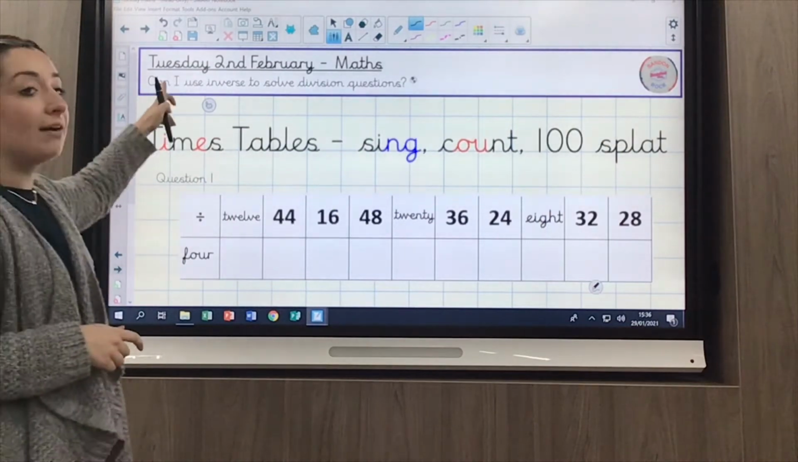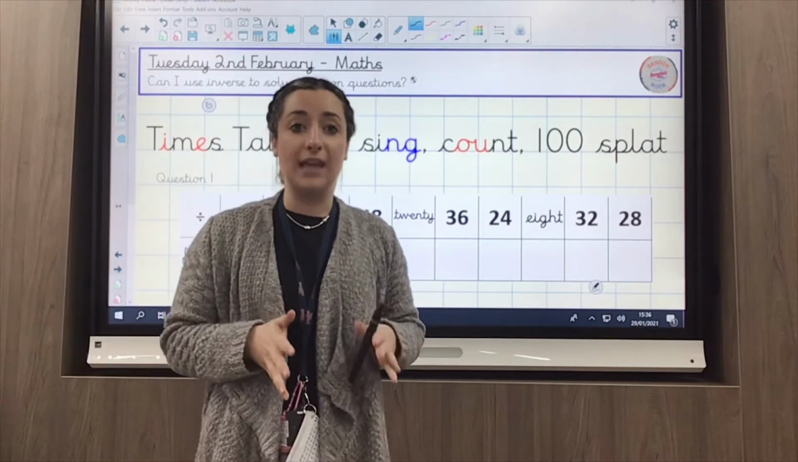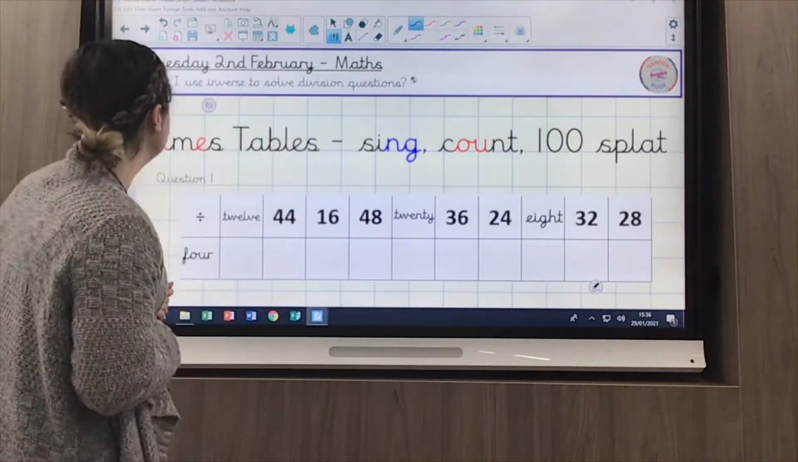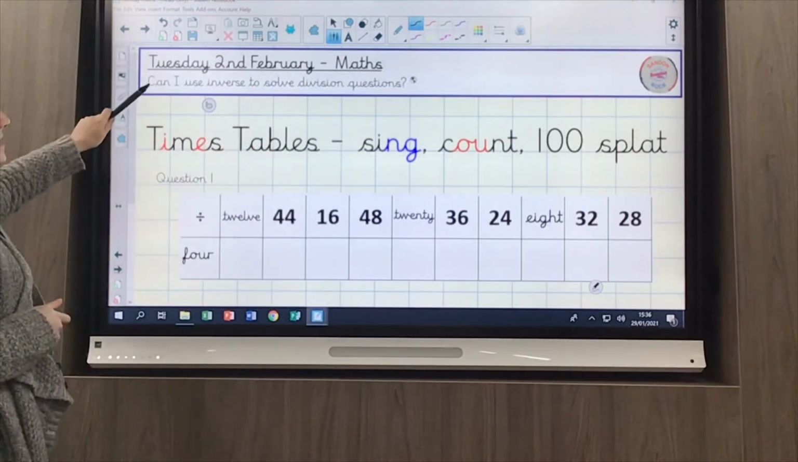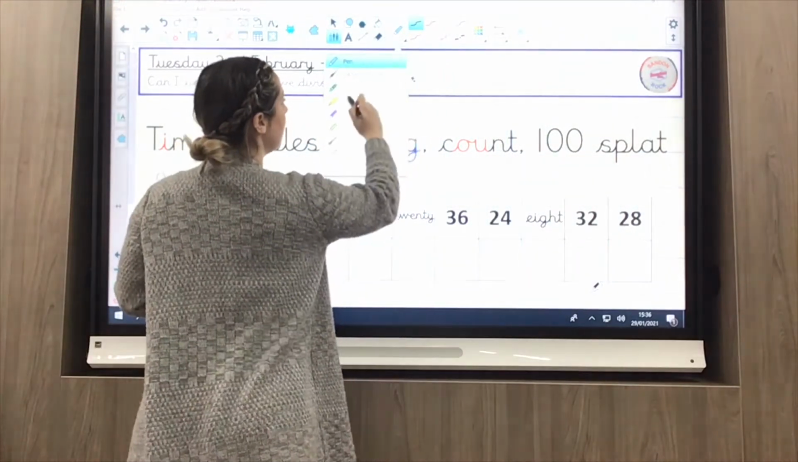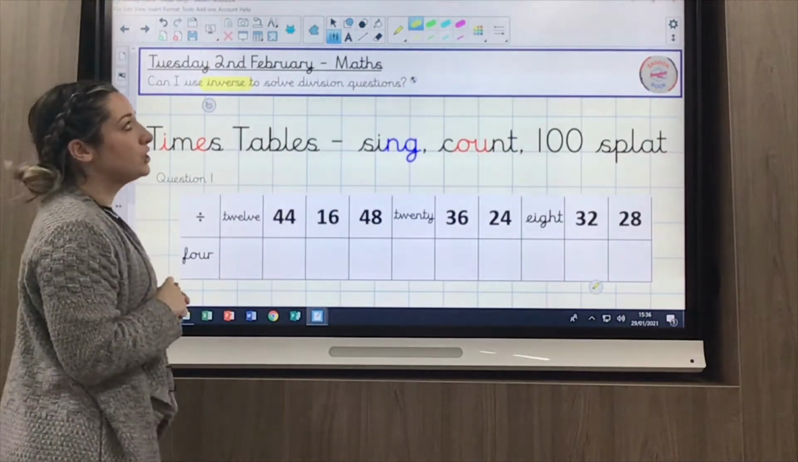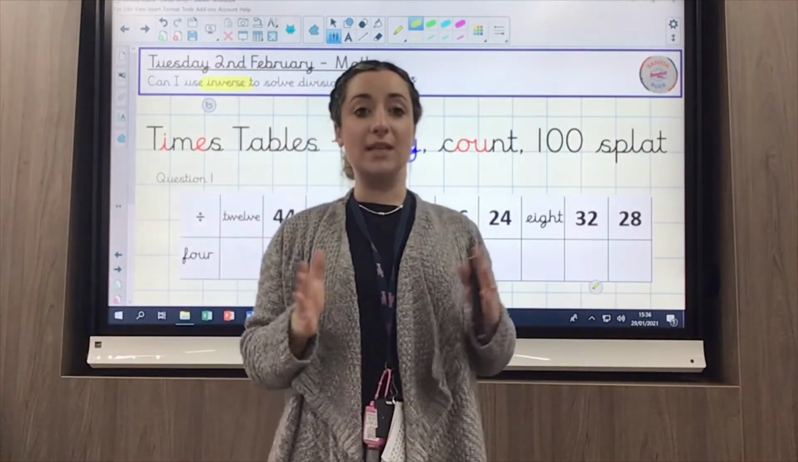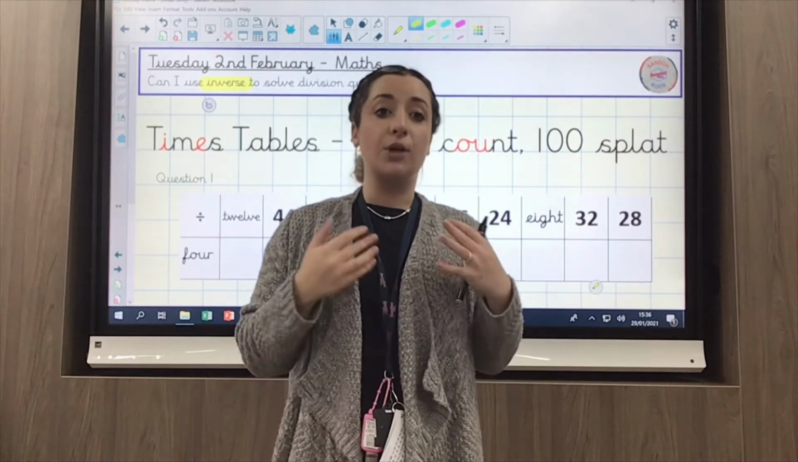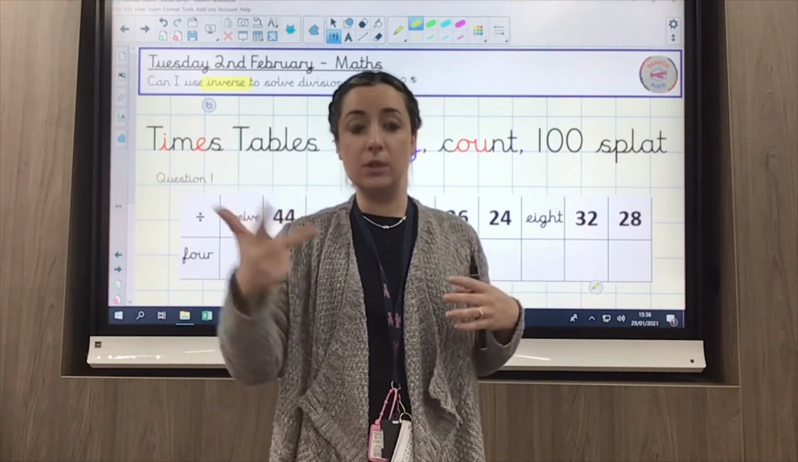I just want us to have a look at the learning question before we move on, so we know exactly what the outcome of the lesson today is. Okay, so our learning question says, can I use inverse, and I'm going to highlight that, can I use inverse to solve division questions? Now when we say the inverse, it's using the opposite operation. So an operation is the symbols that we use. So we've got add, subtract, multiply and divide.